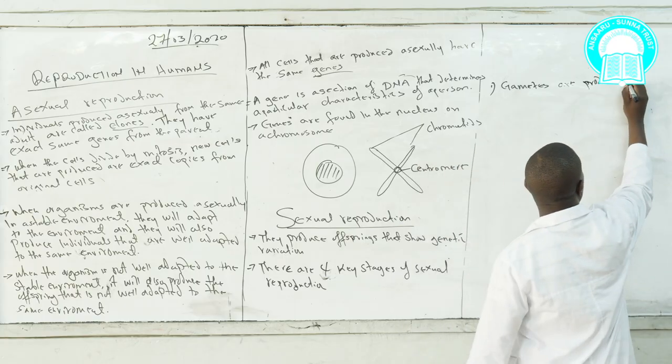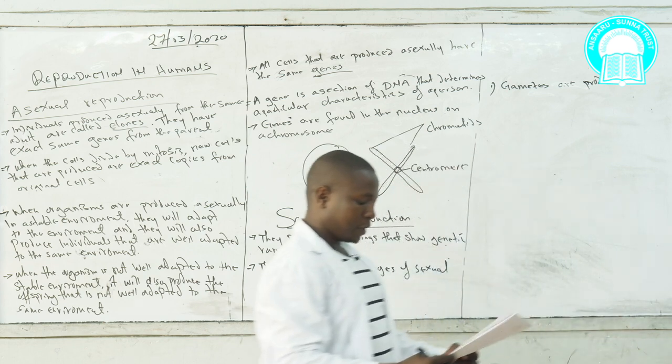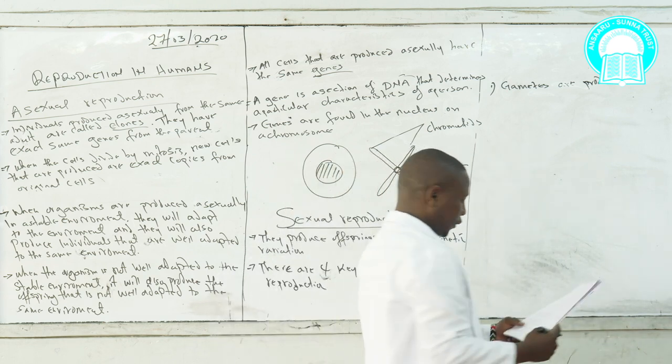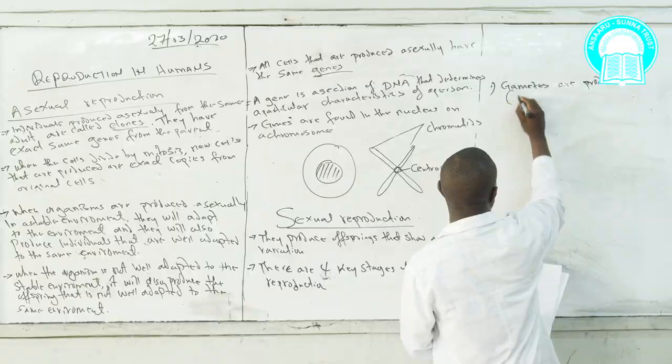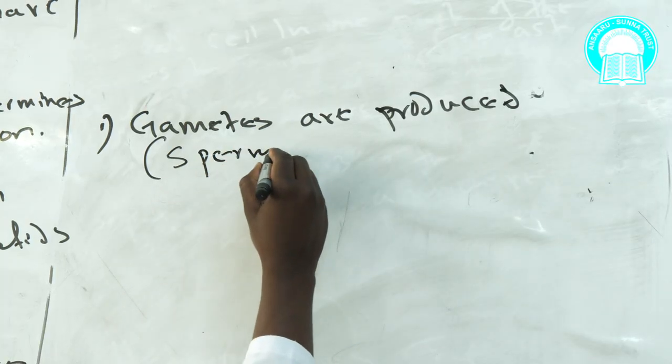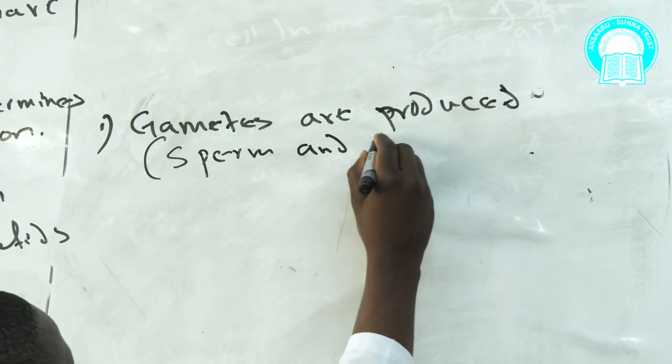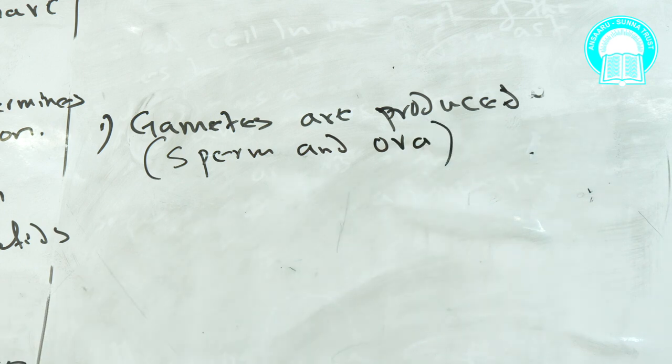Gametes are produced. Which gametes are you talking about? We have female gamete and male gamete, so sperm and ova. These are the gametes that are being produced.